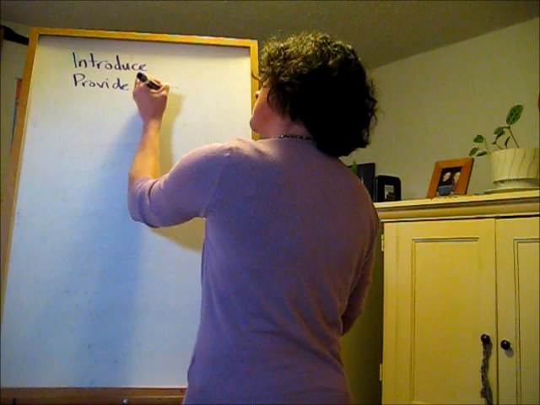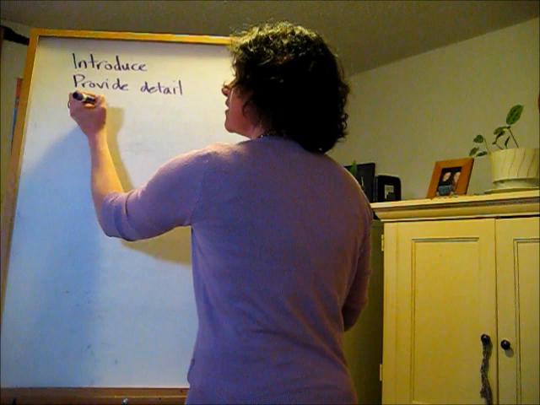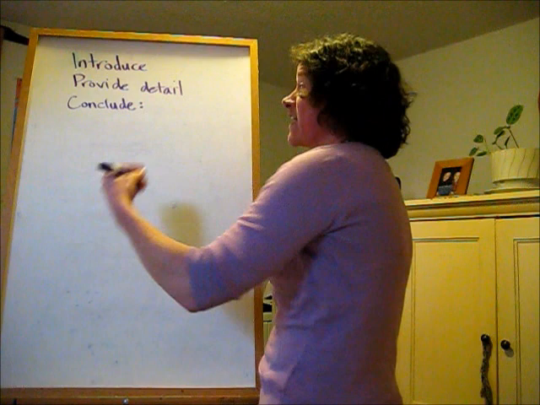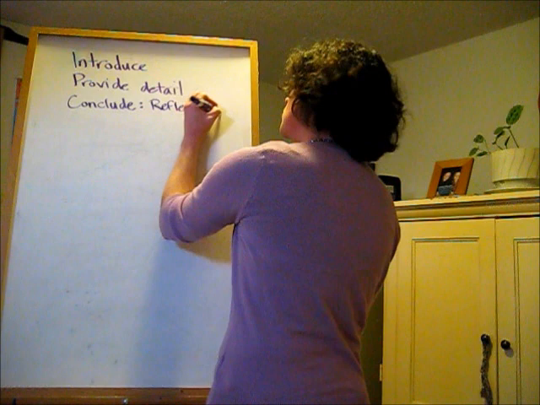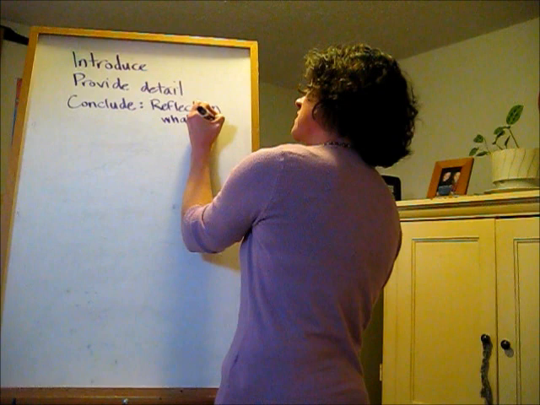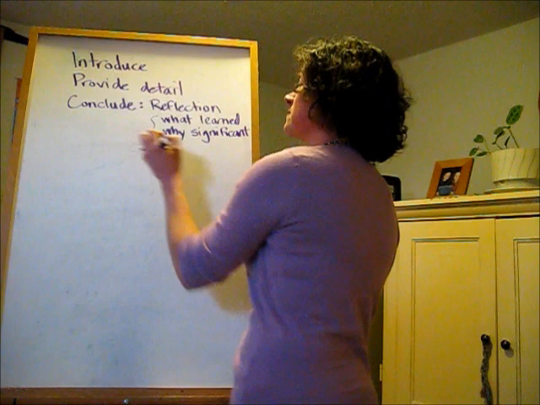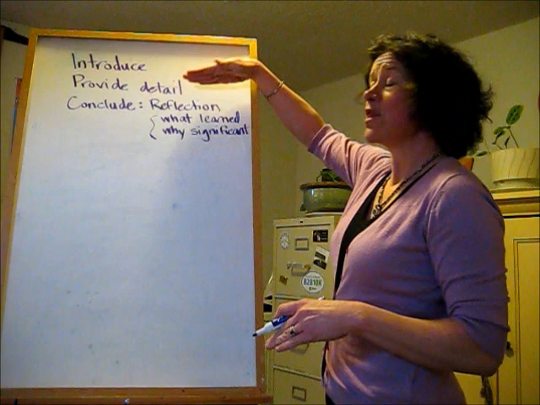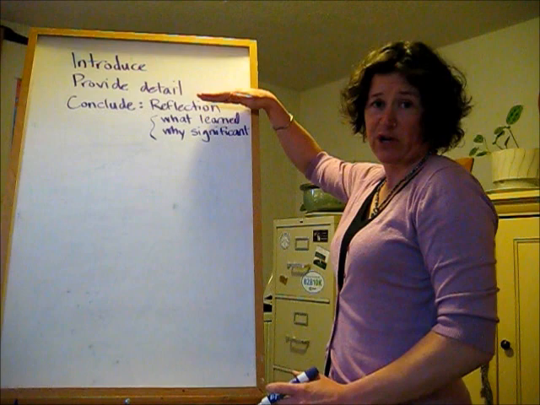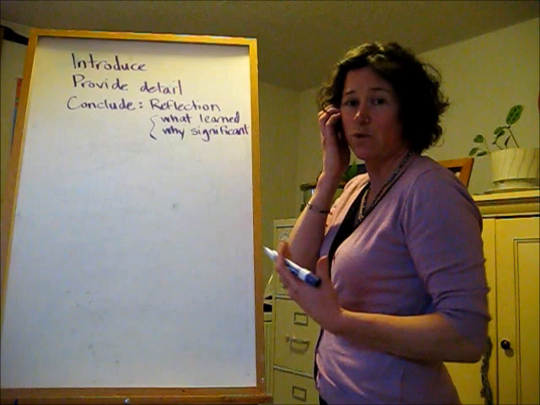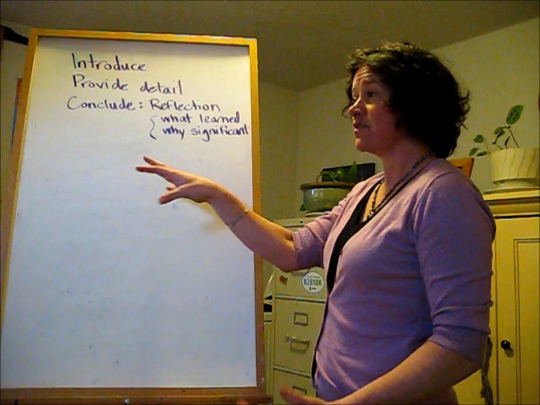And when you conclude in a personal narrative, remember, it's essentially a reflection. You're letting us know what you learned, what was important about this story. What is the significance? So, one paragraph usually for the introduction, three paragraphs to give the details of the story, and a final paragraph, the fifth paragraph, to conclude, to reflect and tell us what the importance was, what you learned, what you got out of it. So, the thing about a personal narrative is that it is a story.